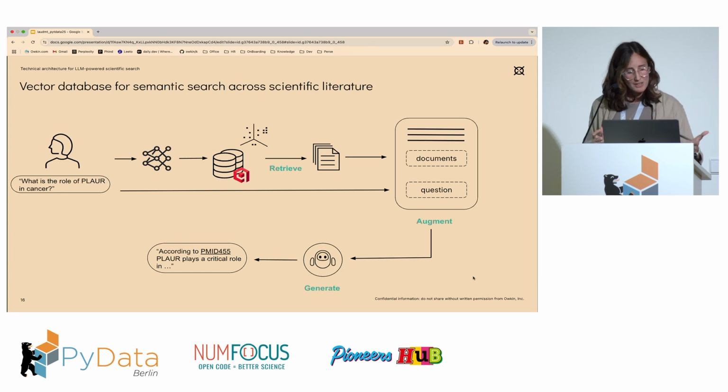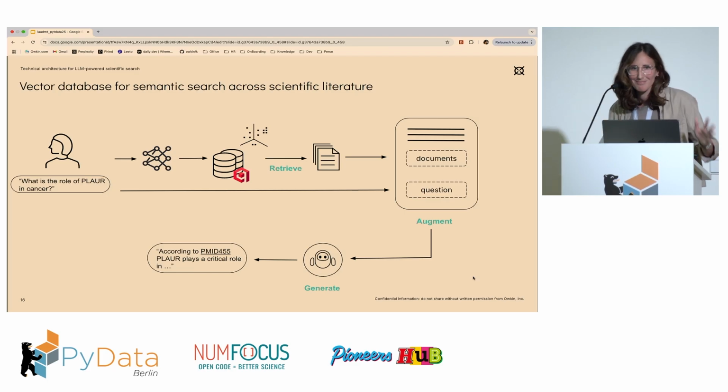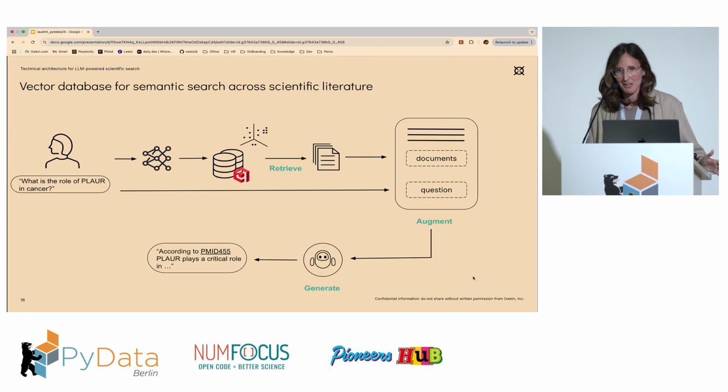So when you have a question like what is the role of PLAUR in cancer, you will encode this question and retrieve, let's say, the top 100 closest items in the space, and you will give them along with the question and ask another LLM to answer using this information. Here we encoded 26 million abstracts. It costs a lot, and it also takes a lot of time, 24 hours to ingest.